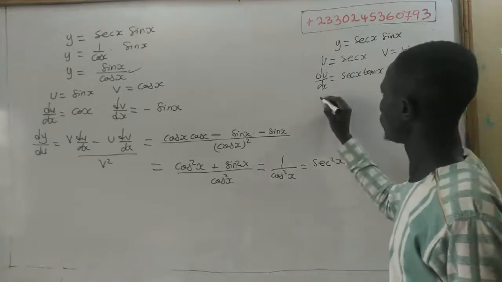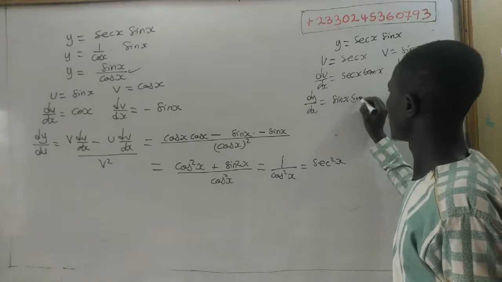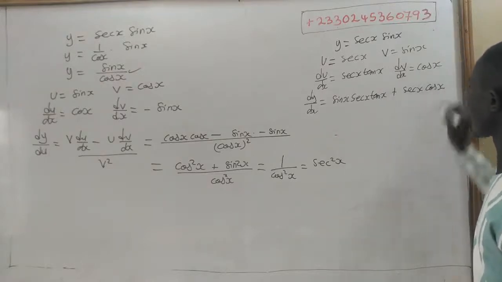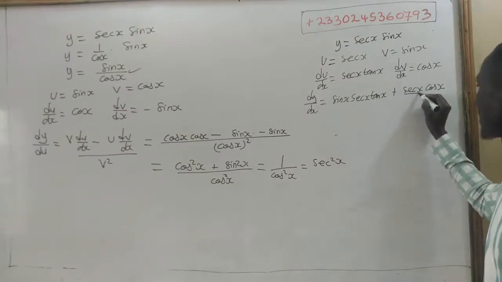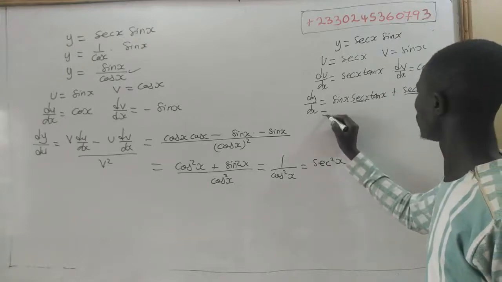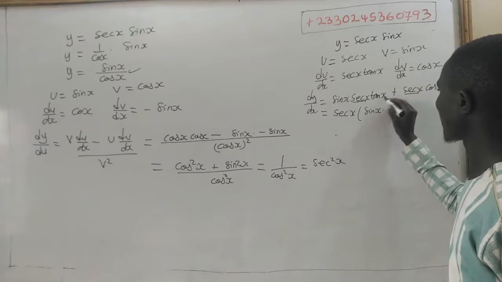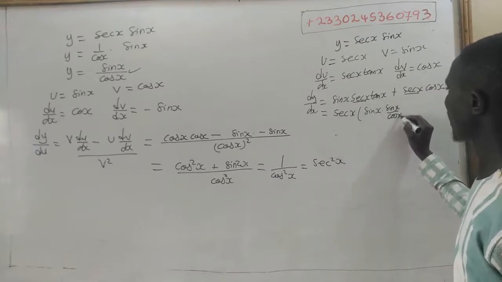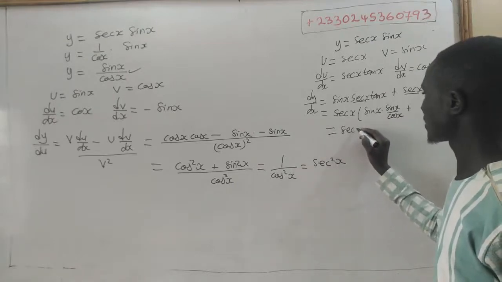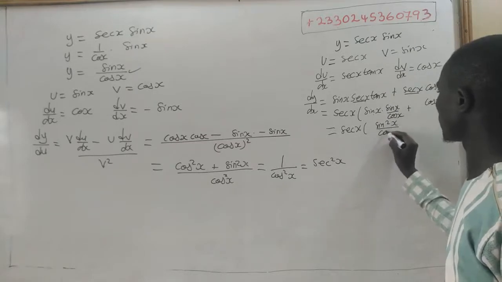Now from the product rule, we are going to write dy/dx equal to v, that is sine x, times secant x tangent x, plus secant x cosine x. Now what do we do? We have secant x here, and we have another secant x here. So we are going to write this to be equal to secant x times sine x dot tan x, which is the same as sine x divided by cosine x, plus here it will make cosine x. Now this is the same as secant x times sine x, which gives us sine squared x divided by cosine x.